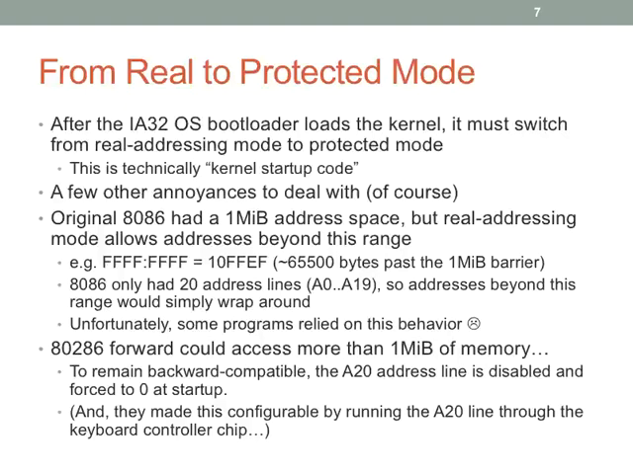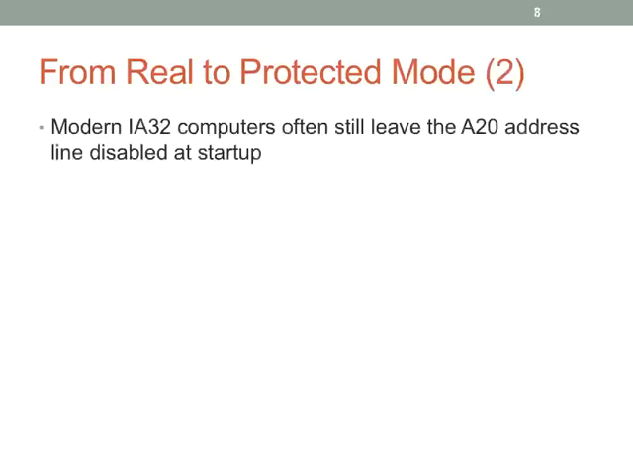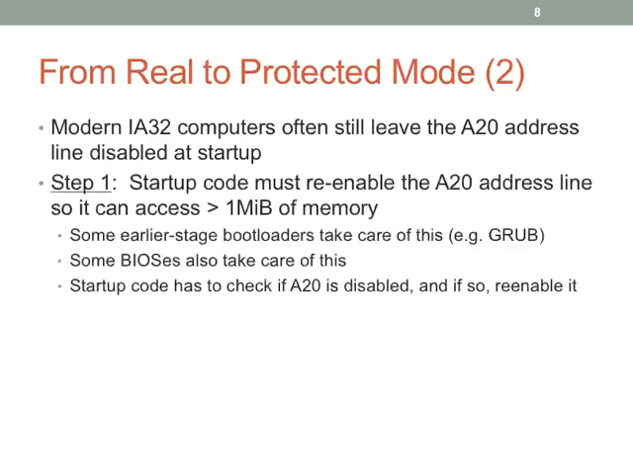So the A20 address line is disabled. It's forced to 0 at startup. If I want to access more memory than 1 megabyte, then I have to re-enable that A20 address line. Yes, every operating system has to think about this. If you're like, seriously, you can't be serious. Every operating system has to think about this kind of thing. Okay, so like I was saying, for backward compatibility, the A20 address line is typically left disabled at startup time, and so it has to be re-enabled.